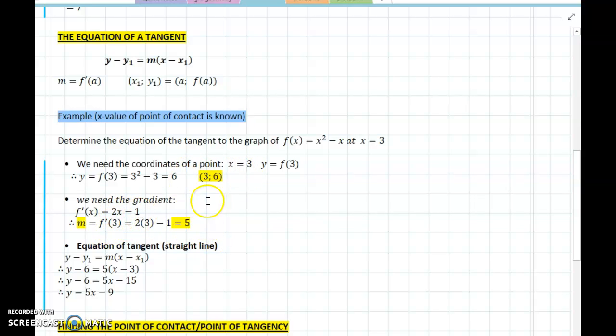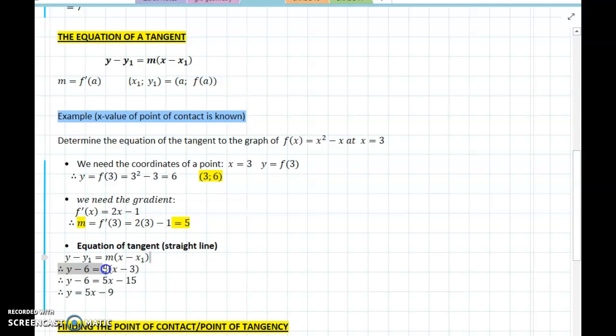So we have a point, and we've got our gradient. Remember, we want to determine the equation of a tangent. The tangent is a straight line, so we need a straight line formula. And all we do is substitute. We've got our point, (3; 6). So y1 is 6.